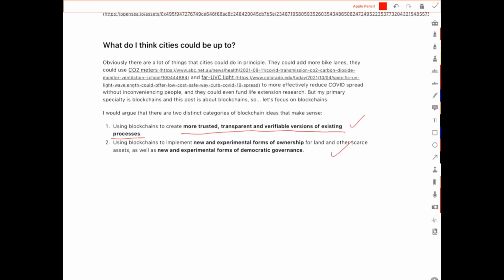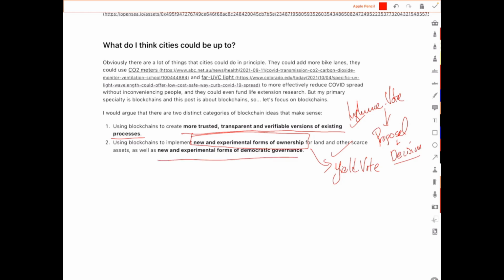And the other thing is new experimental forms of ownership. This is what we're doing with yield.vote. So this is what we're doing with influence.vote. And ultimately there's two subsequent apps, Proposal and Decision, which kind of complete the stack, which we'll be working on over the next year. And yeah, new experimental forms of democratic governance, which is also this.